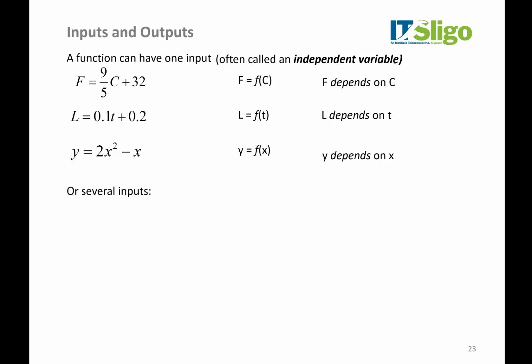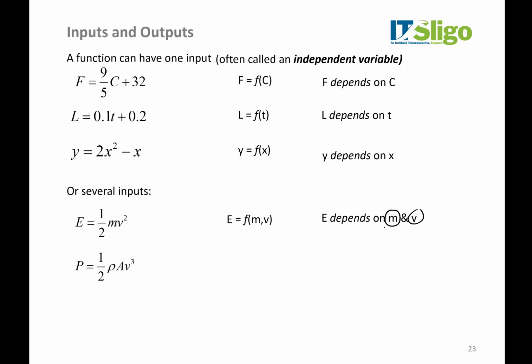Now, lots of functions in science actually need several inputs. This is the function for kinetic energy. And here we need to key two inputs into our little microprocessor. We need to key in a value for mass, m, and a value for velocity, v, in order to achieve an output. So E depends on m and v. Both of these are independent variables, but we need two inputs.